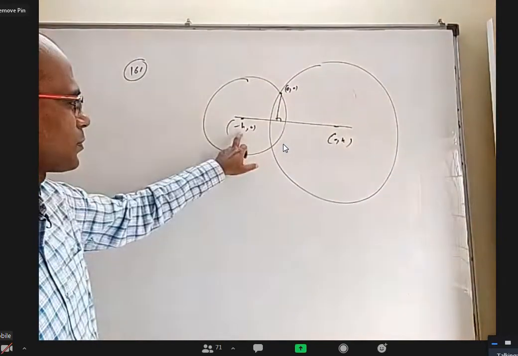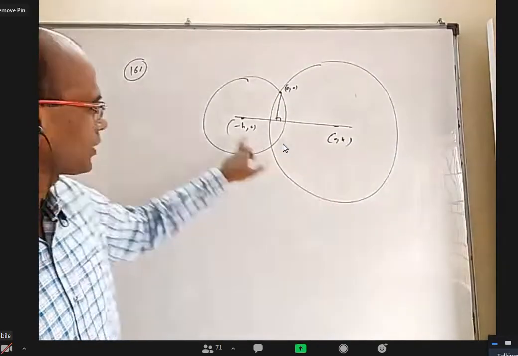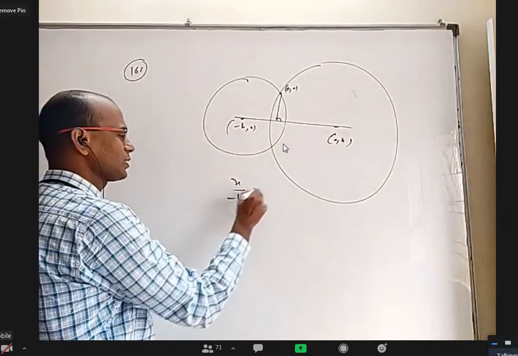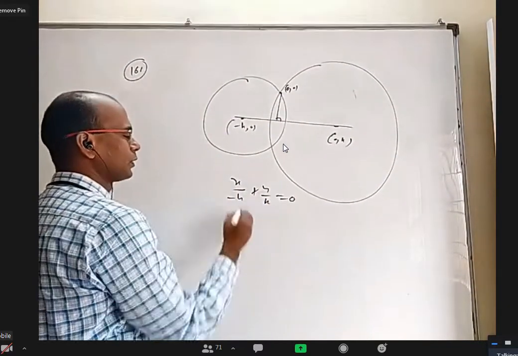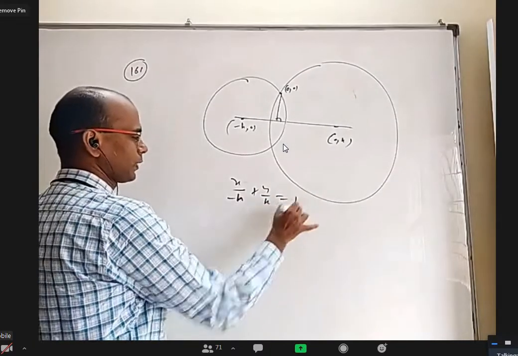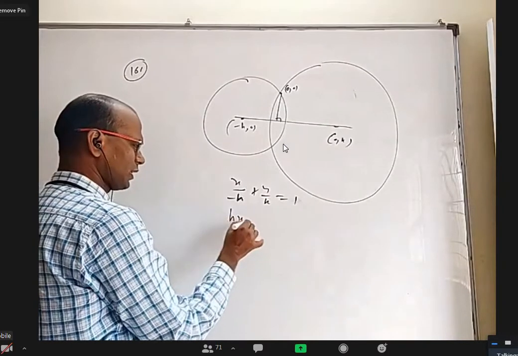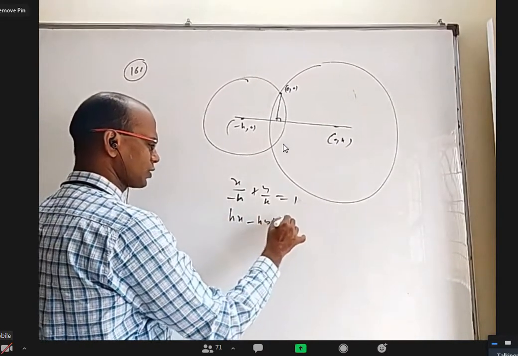First here x-intercept is minus h, y-intercept is k. Because it's like x-intercept, y is 0, it's like y-intercept. Simply x by minus h plus y by k equal to 1, sorry, x by a plus y by b equal to 1. And now if I do cross multiplication, kx minus hy plus hk equal to 0.